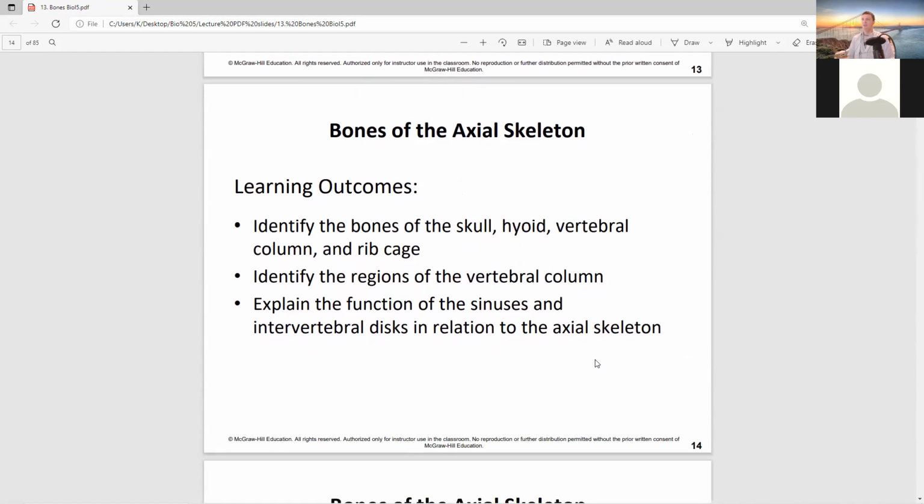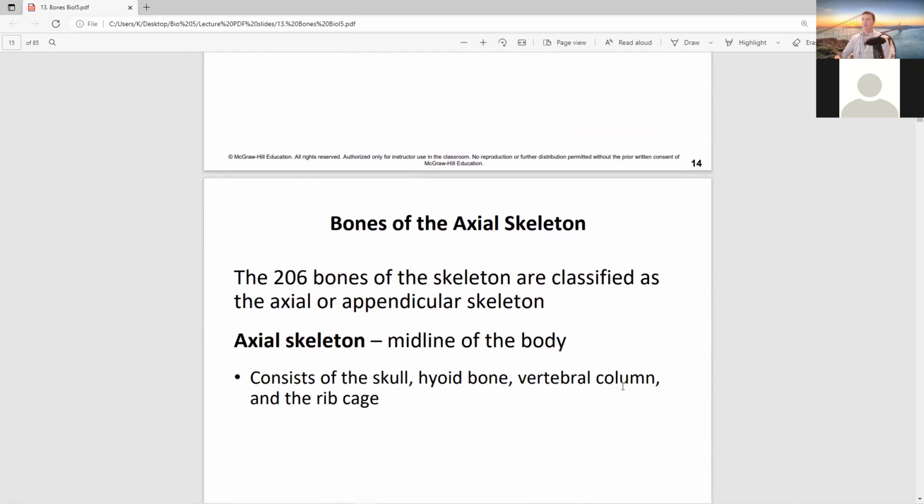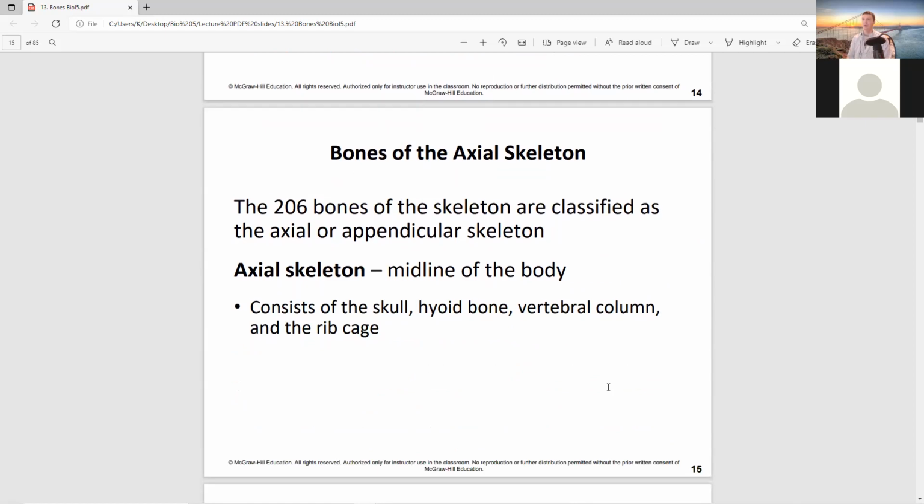So, bones of the axial skeleton. Your learning outcomes here are to identify the bones of the skull, hyoid, vertebral column, and rib cage, identify the regions of the vertebral column, and explain the function of the sinuses and intervertebral discs in relation to the axial skeleton. There are 206 total bones, and they are classified as axial or appendicular skeleton.